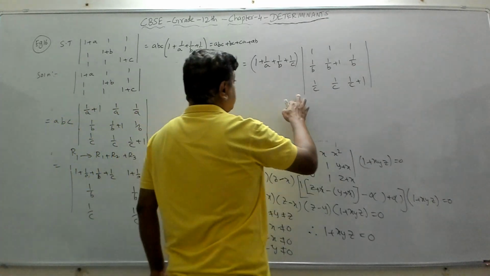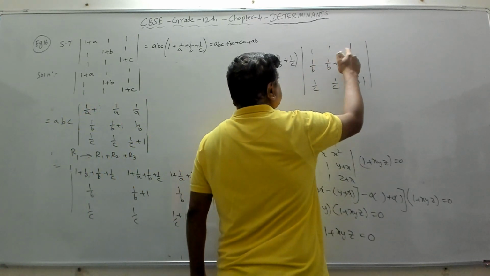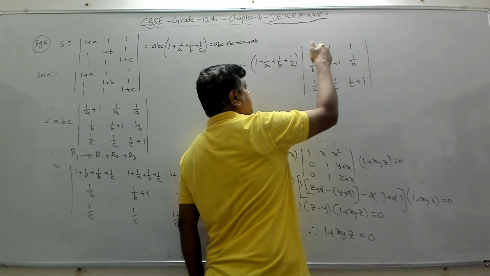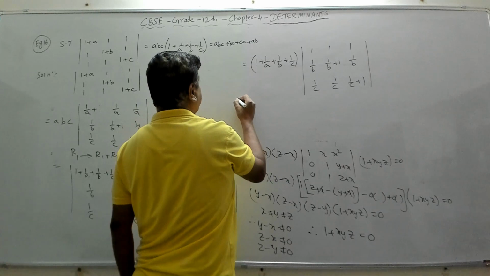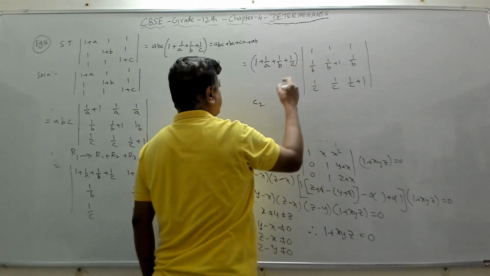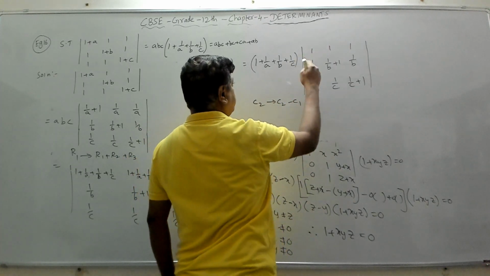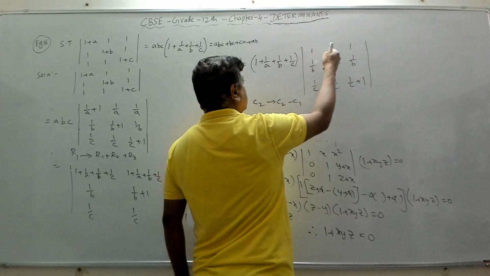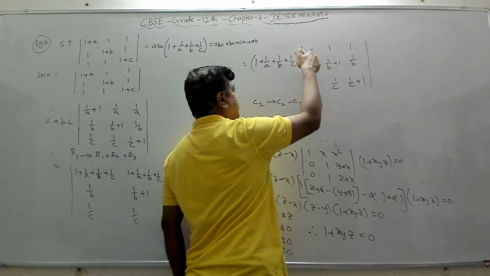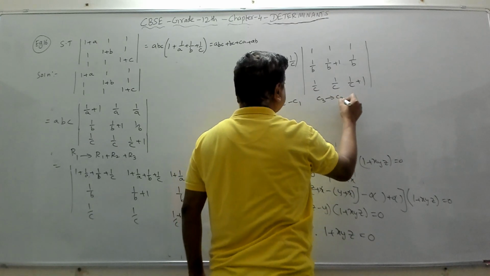Now, the moment you see 1, 1, 1 in a particular row or column, you can easily make the other two entries 0. This minus this will make this 0, and again this minus this will make this 0. So we apply the operation C2 becomes C2 minus C1. Don't apply a row operation, apply a column operation. From C2 I have to subtract C1. Similarly, C3 becomes C3 minus C1.